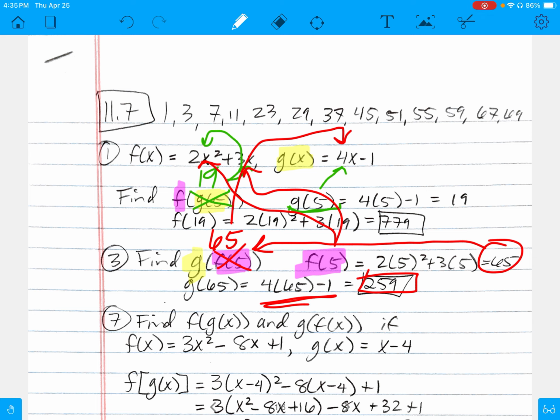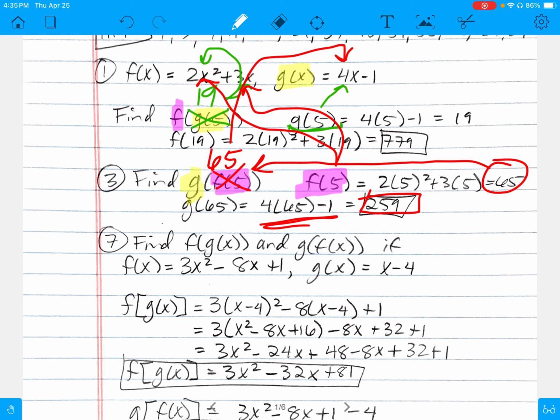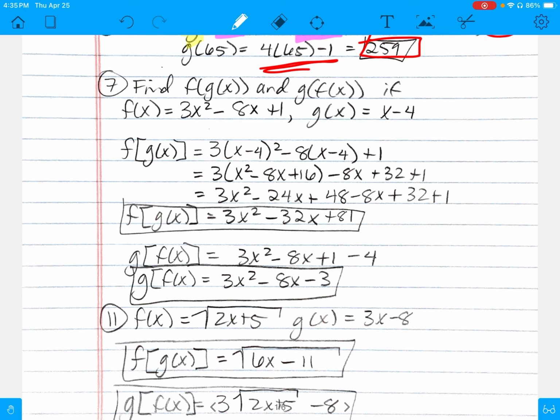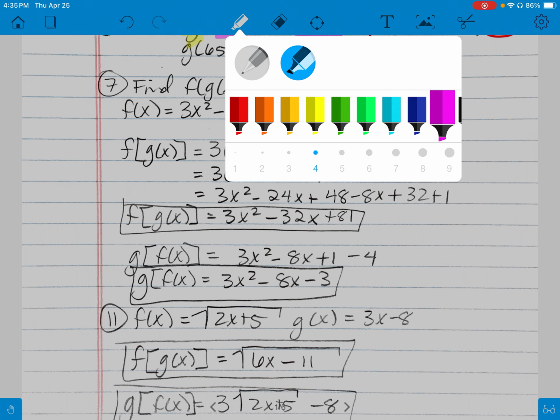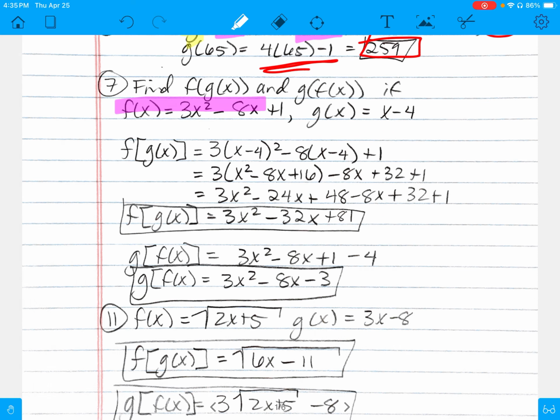Number 7 is very similar, with the exception of the fact that instead of being given a specific number to replace x with, we're leaving the x in there as just a generic variable placeholder. So our f of x function is 3x squared minus 8x plus 1, and our g of x function is x minus 4. Okay, so the very first thing we're supposed to find is f of g of x.